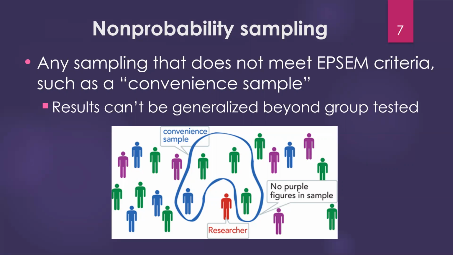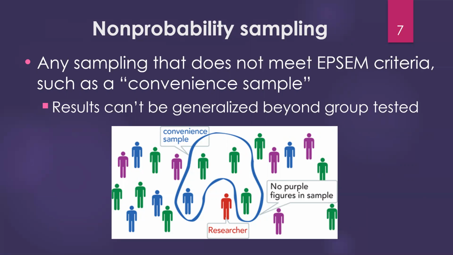The reverse of a probability sample is called a non-probability sample. This is anything that does not meet the EPSEM criteria and is often referred to as a convenience sample. And so a convenience sample just means that people are not selected with some equal probability EPSEM criteria, but rather are selected based off of the convenience of the researcher.